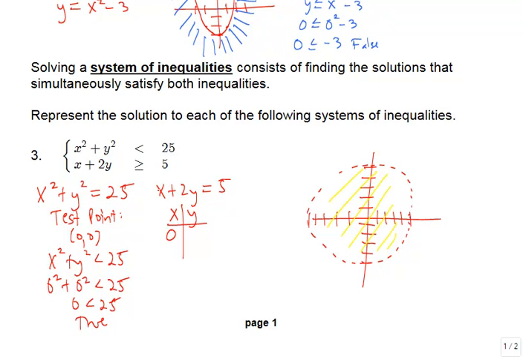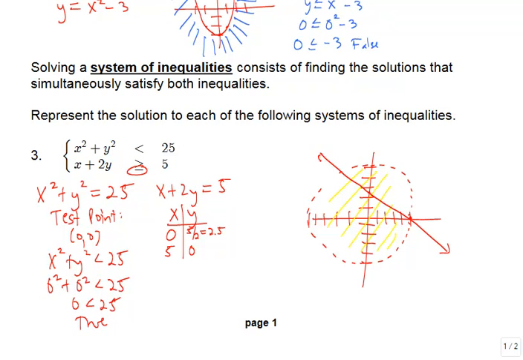So if I let x be 0, when does 2y equal 5? When y is 5 halves, or 2.5. If I let y be 0, that forces x to be 5. So I get my two intercepts very quickly. (0, 2.5) would be right here, and (5, 0) would be right here. And this does have an equal bar, so I want a nice solid line.